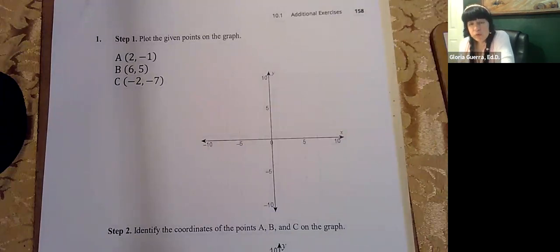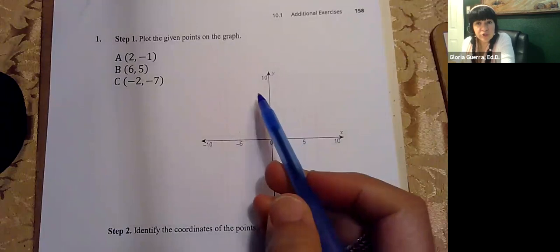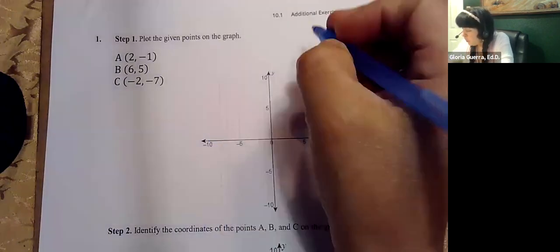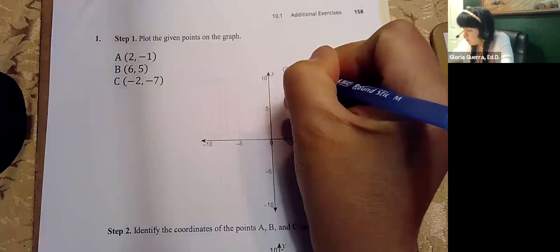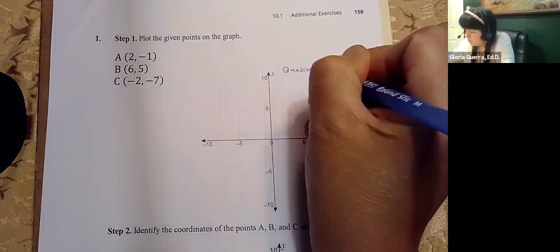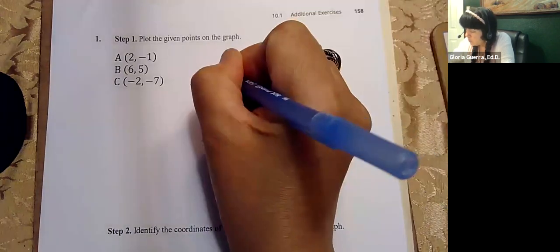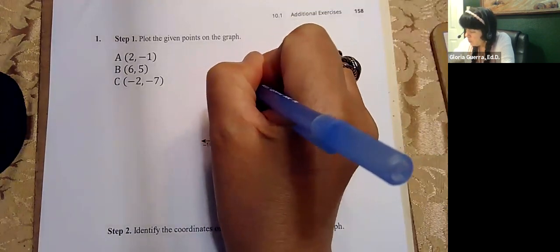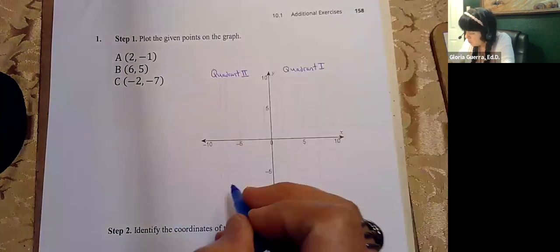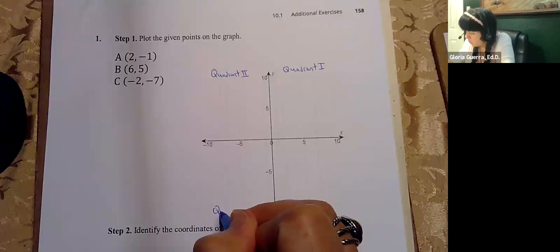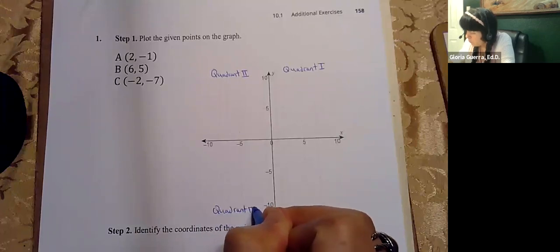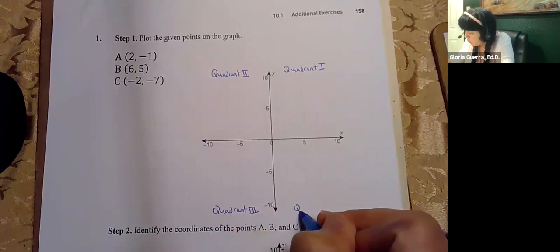Okay, so we talked about this Cartesian coordinate plane, and it's divided into 4 quadrants. So quadrant 1 is right here. Quadrant 2 is right here. They use Roman numerals. This is quadrant 3. And then we have quadrant 4.